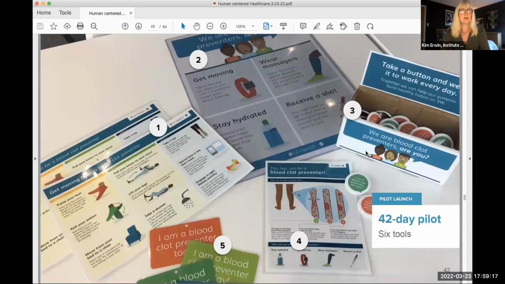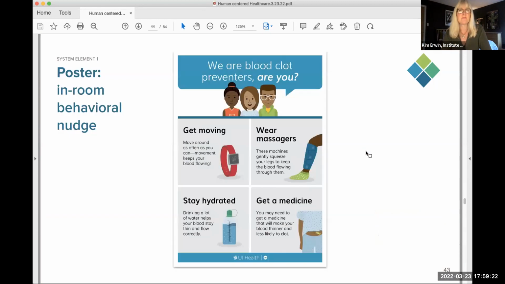So these are the testable interventions we put together. You can see there's a series of them, and I will explain them. This is the poster. This is the in-room behavioral nudge that we created. Notice that the lower right-hand quadrant down here says get a medicine, and it's got an illustration. And here we use the word massagers to try and improve the attractiveness of wearing the ICPDs.